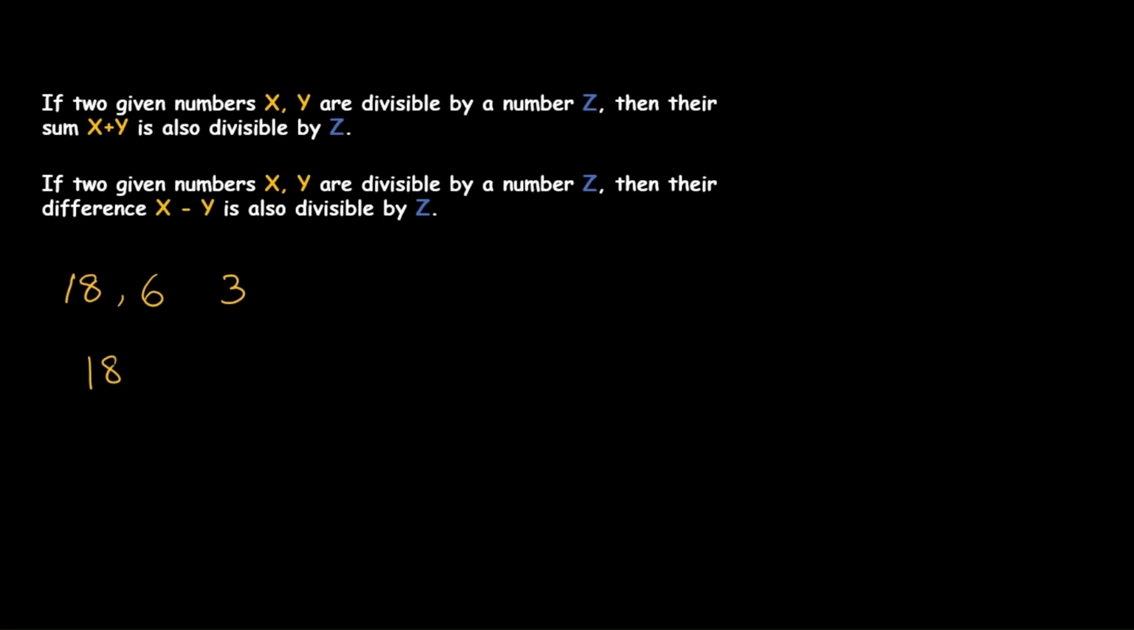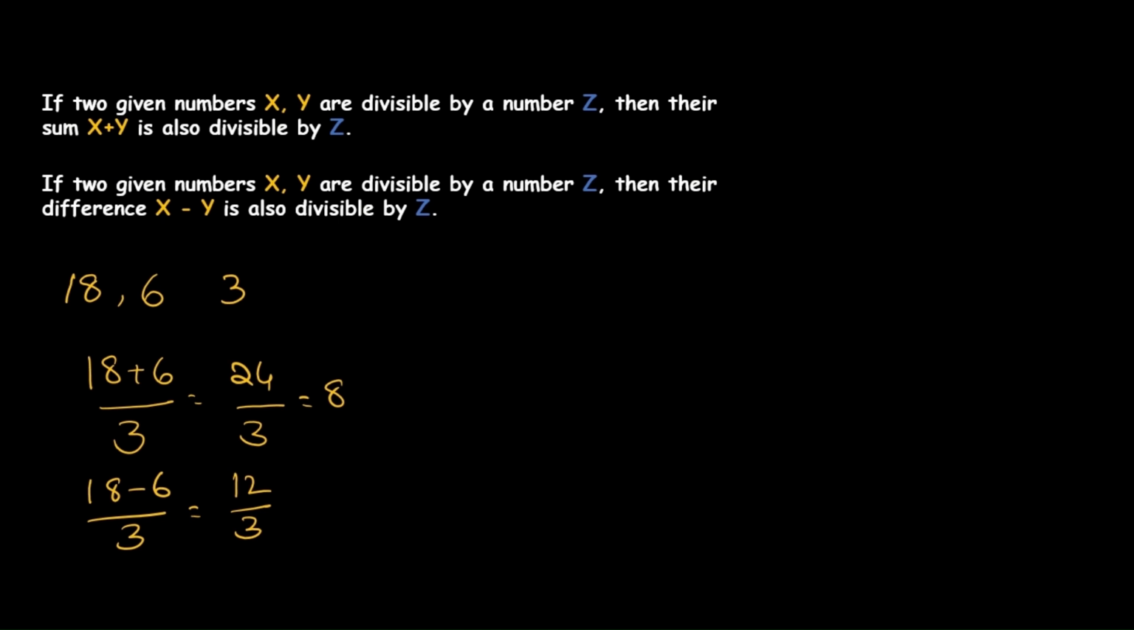So 18 plus 6, which is 24, is also divisible by 3. And we get 8 as the quotient and 0 as the remainder. And 18 minus 6 is also divisible by 3. 18 minus 6 is 12, and 12 can be divided by 3. We get 4 as the quotient and 0 as the remainder.